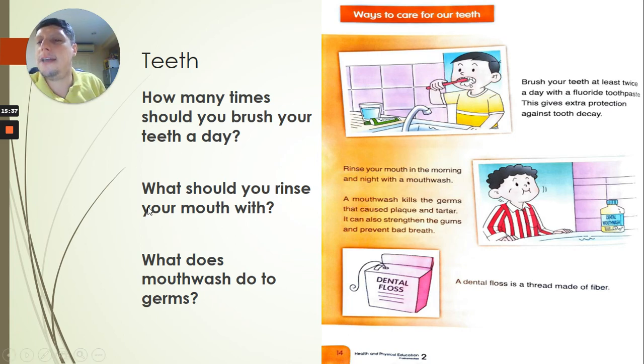Question number 7. What should you rinse your mouth with? Well, you can rinse your mouth with water, or you can rinse it with a mouthwash, like this boy is doing here. He's rinsing his mouth with a mouthwash. So this is the mouthwash.